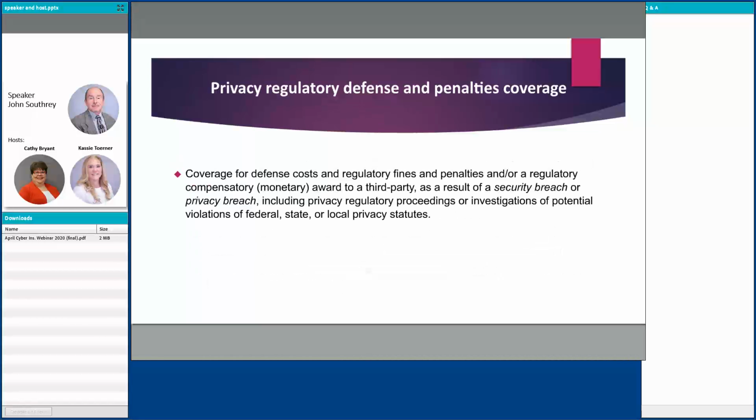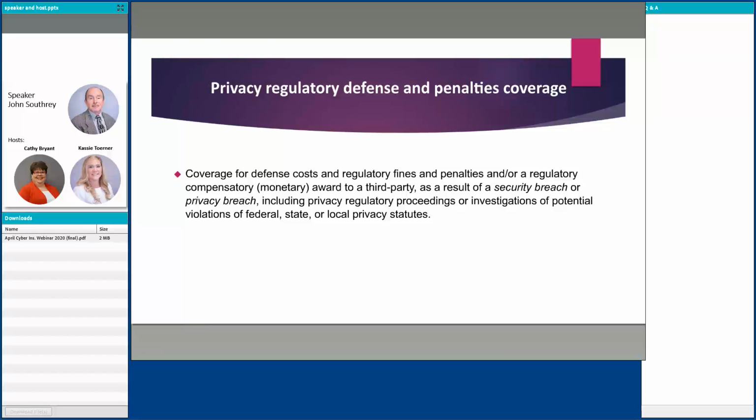The privacy regulatory defense and penalty coverage is the great unknown, as I mentioned earlier in my presentation. Because when the OCR gets involved and sends an investigation letter to you because you've had to report the breach, you don't know how long it might take for them to make a final decision or final disposition. It could be years. And they may assess a regulatory fine or penalty.